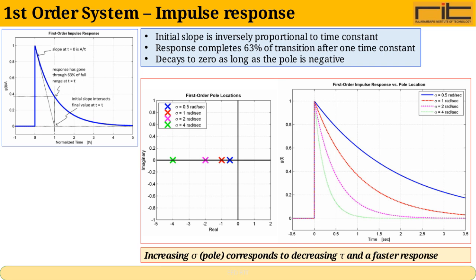Also, the response decays back to zero as long as the system's pole, denoted by sigma, is negative, which ensures stability. Now, when we increase sigma, the pole moves further into the left half of the complex plane, which results in a smaller time constant and a faster system response. So, the bigger the sigma, the quicker the system reacts and settles. This relationship between the pole's position, the time constant, and the response speed is fundamental in understanding first-order system dynamics.